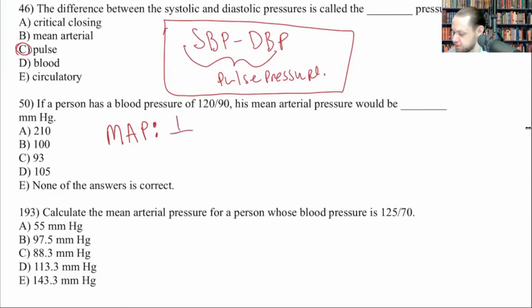is the one that I was just explaining. 1/3 of your pulse pressure plus your diastolic blood pressure. So 1/3 of your pulse pressure. So this is your pulse pressure, right? So systolic blood pressure minus diastolic blood pressure.